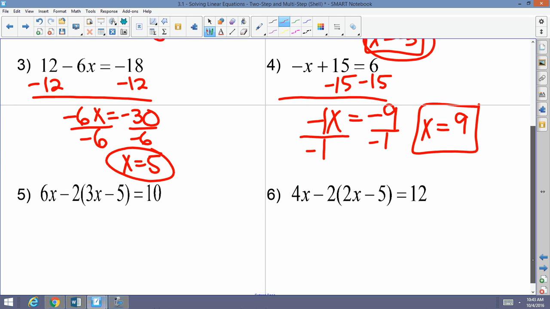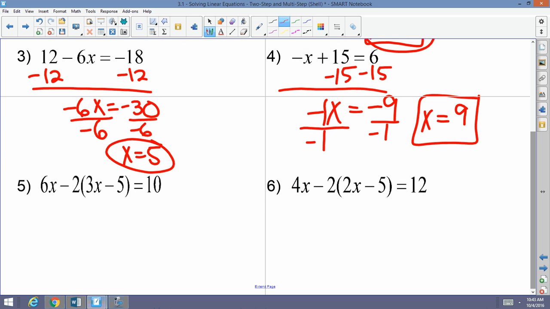Well done. Okay, now, in this particular case, guys, we got a little bit of a messier situation. We have 6x minus 2 times parentheses 3x minus 5 equals 10. Remember the distributive property, guys? Whenever we're dealing with equations, we're eventually trying to break them down to a 2-step equation, then to a 1-step equation. So whenever you have parentheses, distributive property, you have to distribute first, combine like terms, and then start solving.